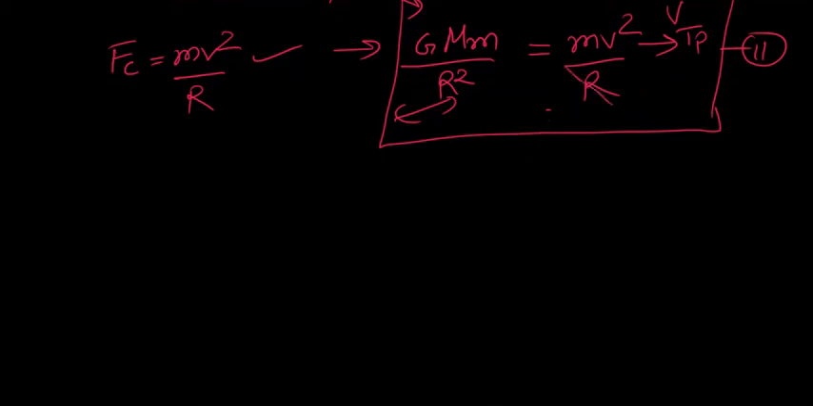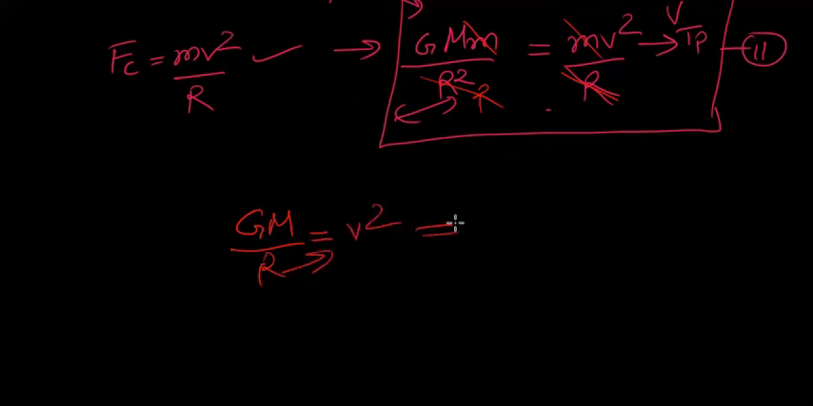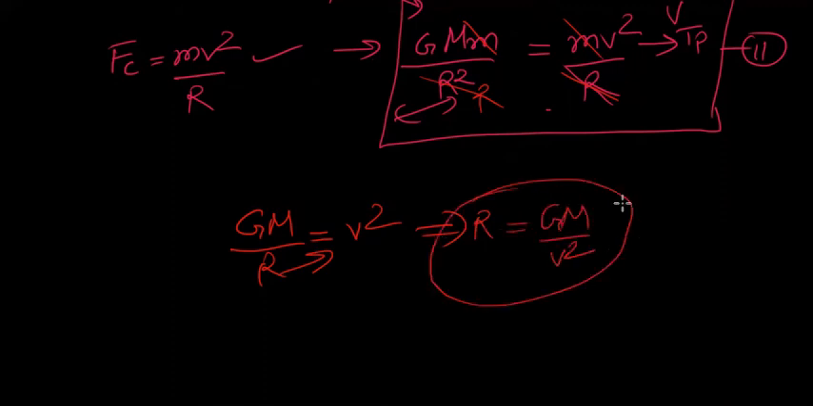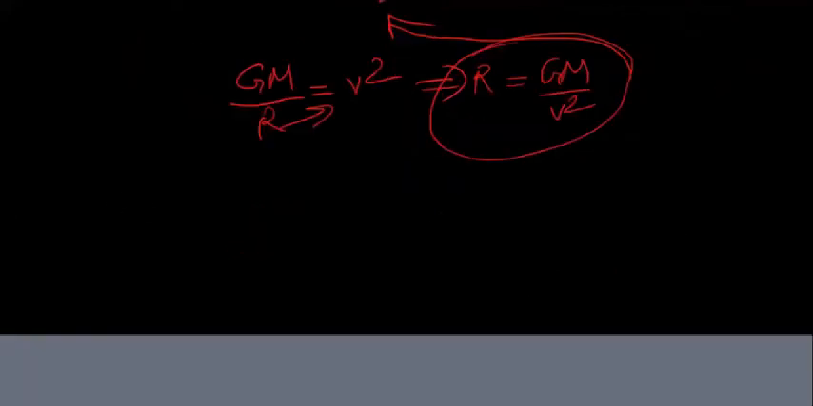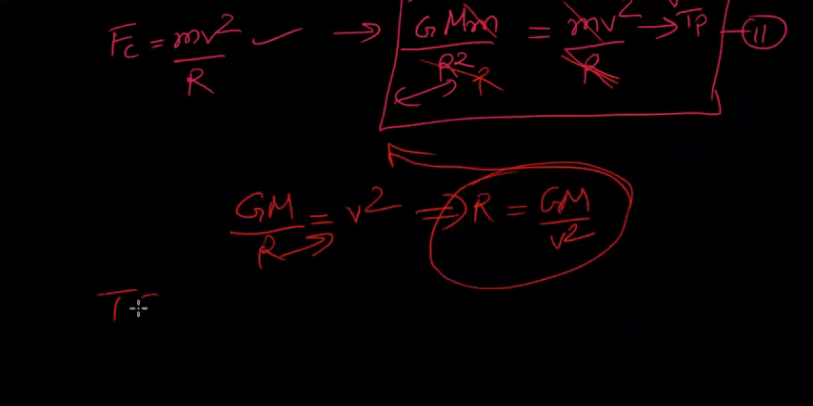Cancel r and r, one r will remain, and small m will cancel out. So this comes out to be G M upon r equals v square. From here r is equal to G M by v square. Now we can substitute this r in the first equation, which is time period equals 2 pi r by v.